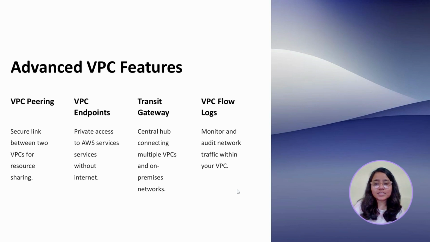Another one is the transit gateway. If you are managing multiple VPCs, the transit gateway acts as a hub interconnecting your VPCs, on-premises networks, and other cloud networks. Then VPC flow logs, which track and log all network traffic. This is incredibly useful for security monitoring, troubleshooting and auditing. These advanced features give you flexibility, security and scale.